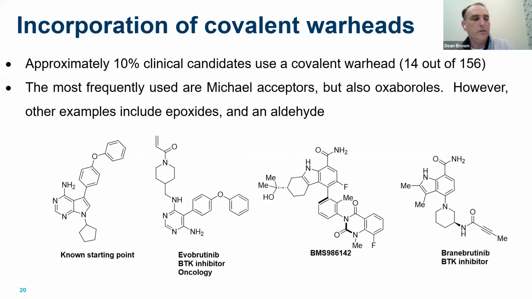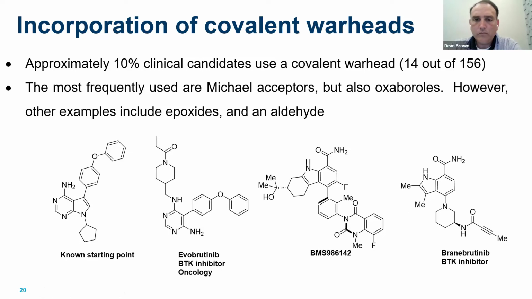The other trend that is very observable is covalent warheads. About 10% of the hit to clinical candidates contain a covalent warhead. Most are Michael acceptors, but there are oxaboroles, some epoxides, and an aldehyde that we mentioned. We'll talk about it in a little more detail. I saw a really cool aziridine from Revolution Medicines at AACR shown on social media. So covalent warheads are picking up, and some of the hit to clinical case studies started with a non-covalent and built in the covalent. This is evobrutinib, and this is the BMS branebrutinib that followed that path to get to the covalent warhead.